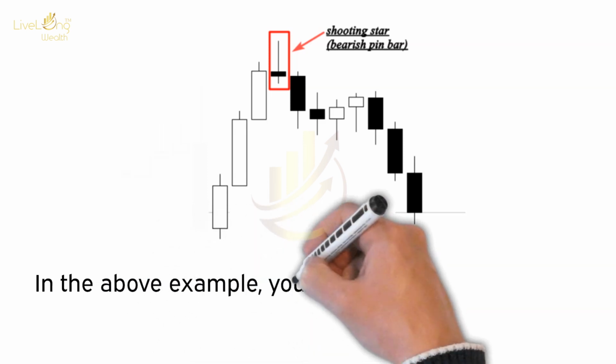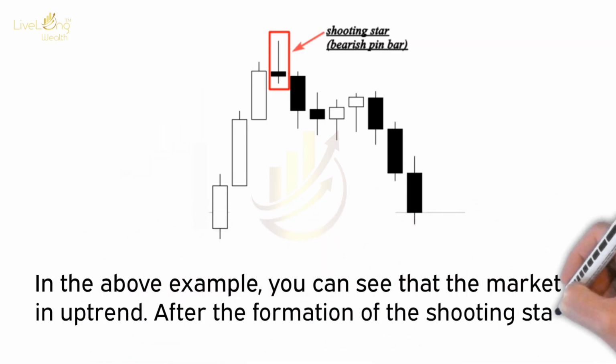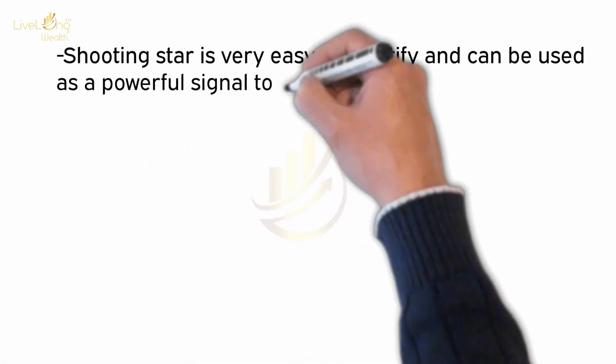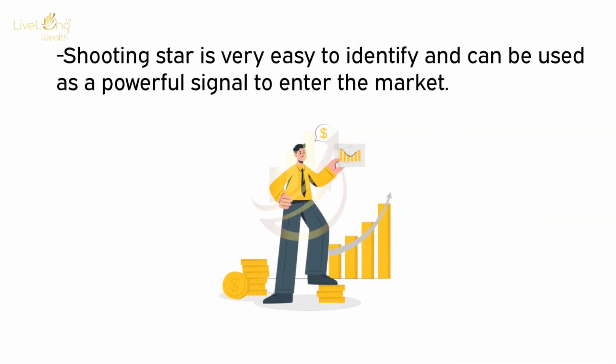In the above example, you can see that the market was in an uptrend. After the formation of the shooting star, the trend reverses. A shooting star is very easy to identify and can be used as a powerful signal to enter the market.